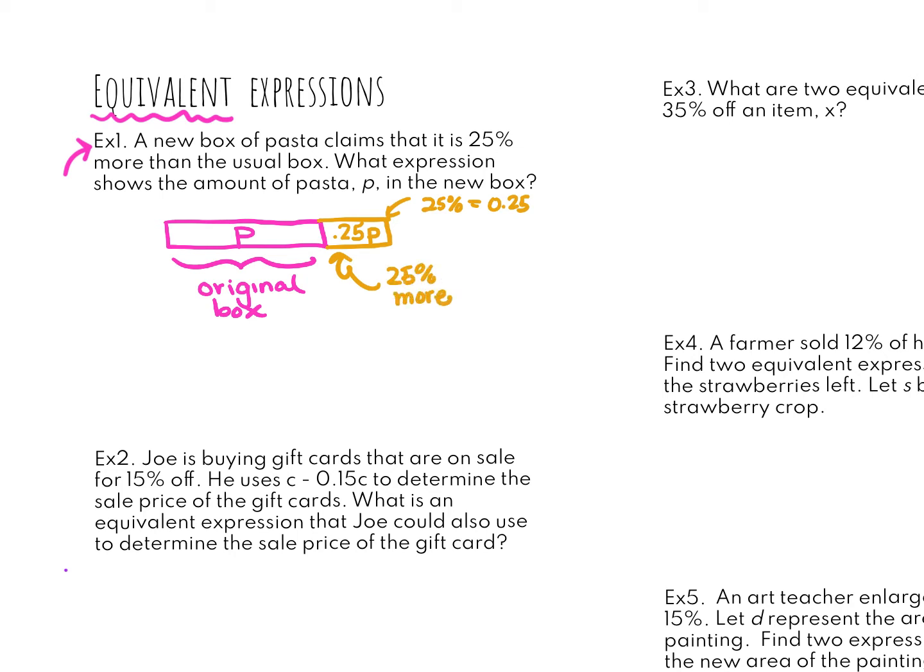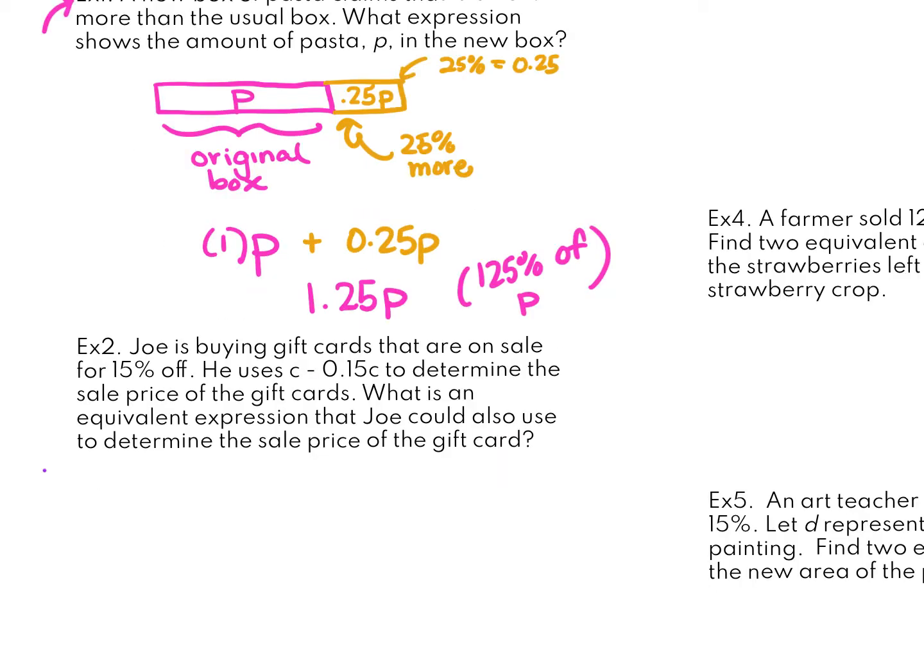So let's turn this into an expression. We're going to start with the p. We're going to add 25% more to p. This, of course, is a 1. So that's going to give us 1.25p, or 125% of p. So these are equivalent expressions. Here's my first expression: p plus 0.25p. Here's my second expression. They're equal to one another.